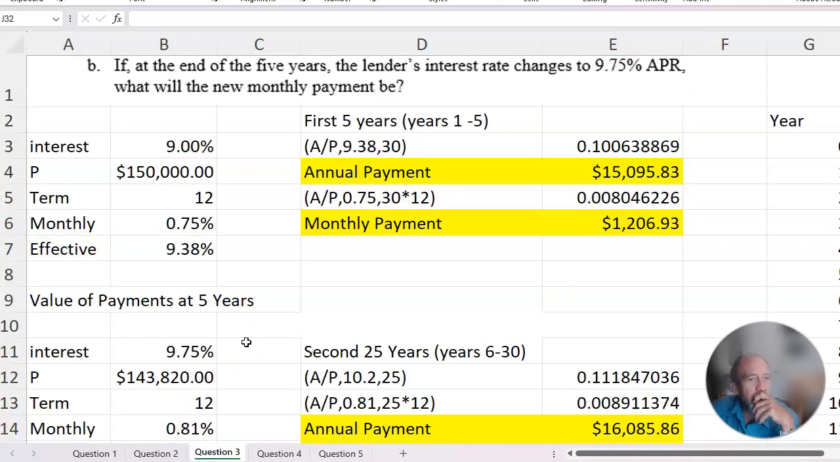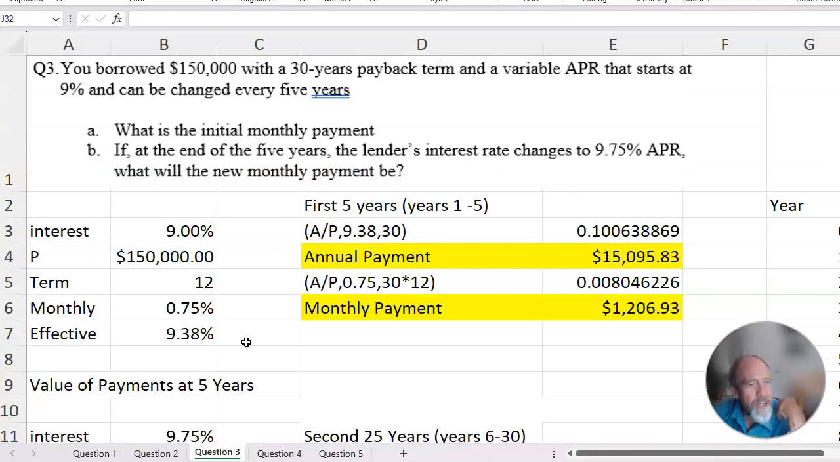Okay, we'll move on to 3. You borrowed $150,000. It's not like a house or expensive vehicle. 30 years payment, variable APR. Those variable APRs will get you every time. And this is a challenging problem.